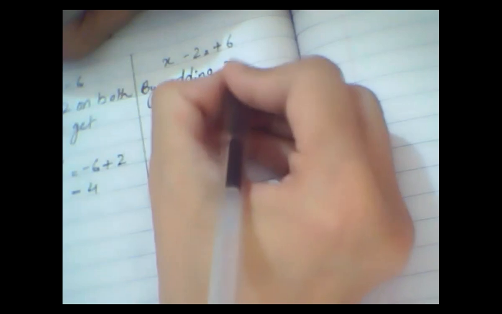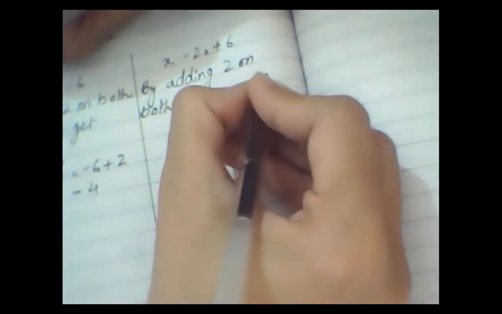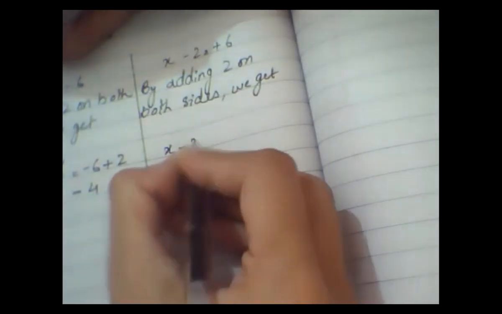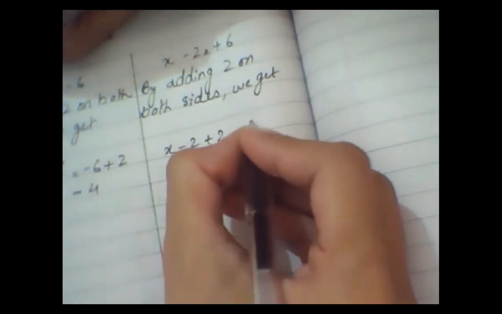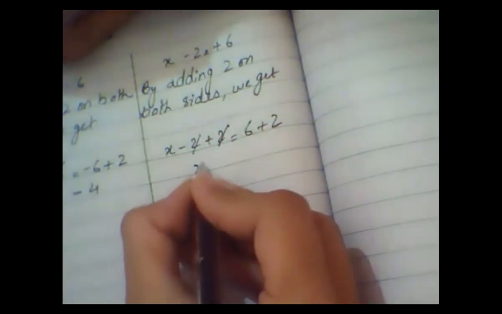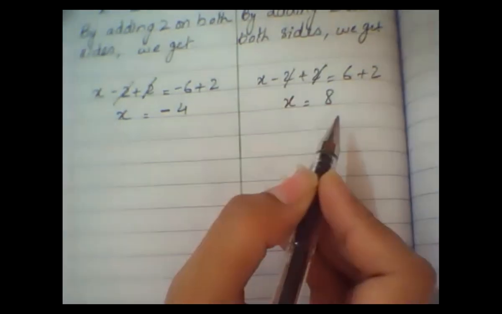Now again, here by adding 2 on both sides, we get, don't forget to draw the line in the center. We get x minus 2 plus 2, then 6 plus 2. Minus 2 plus 2 will be cancelled. We get x is equals to 8. So here minus 4 and 8.